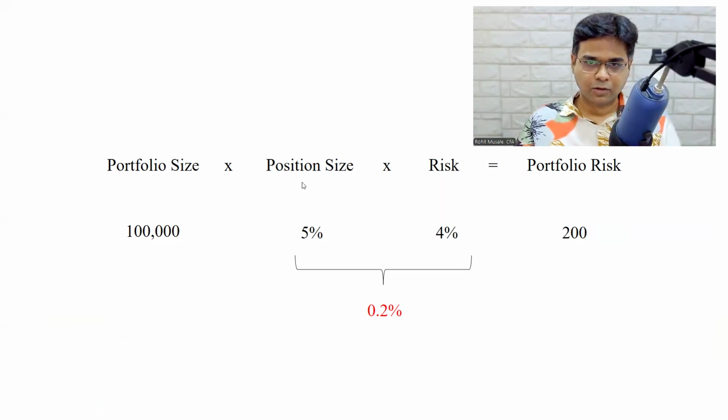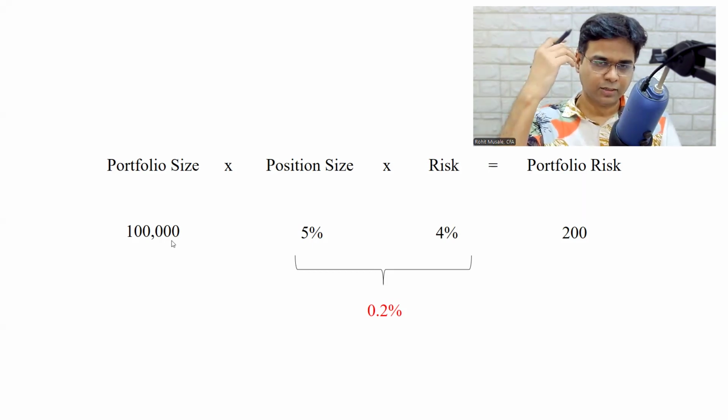So what is position size? Let's say position size is 5%. Position size is the amount of money that I will put into a stock which I have identified as a proper setup. This is a stock that I want to buy. So let's say my account is 100,000, whatever currency you want to use, dollar, euro, rupees. So 5% of 100,000 is 5,000. So let's say Indian rupees. I will put 5,000 rupees in a particular stock in which I am interested. That is called the position size.